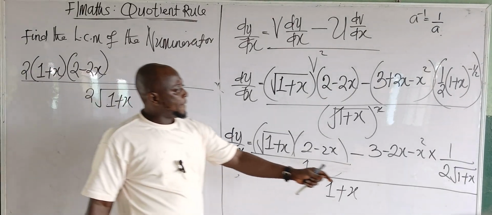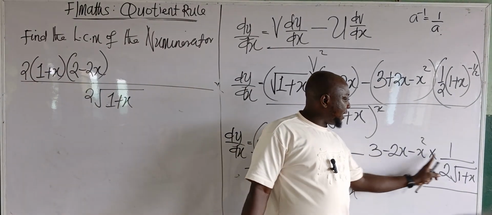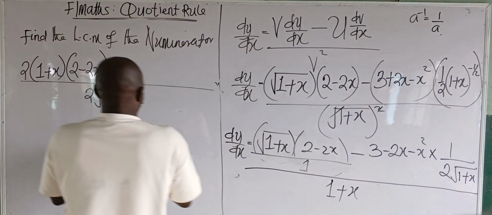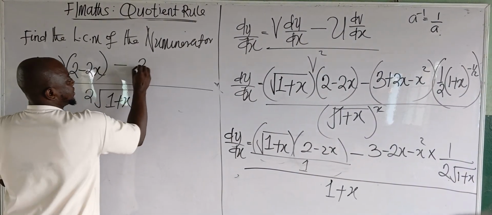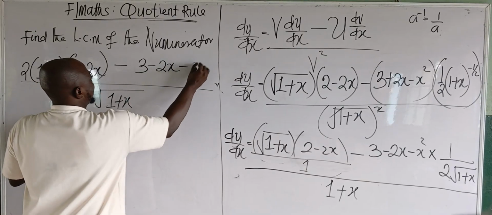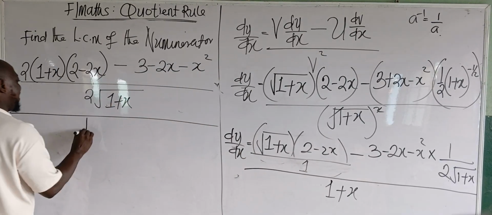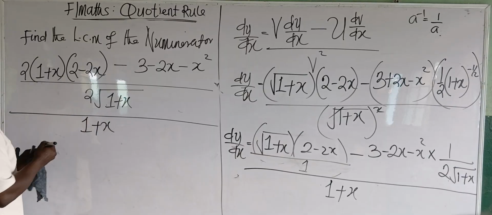Now, let's go further. Remember I told you that all of this one times 1 will give you all of this back. So that means that here becomes minus 3, 2x minus x squared. This is what we are having, all over the down value 1 plus x, please.